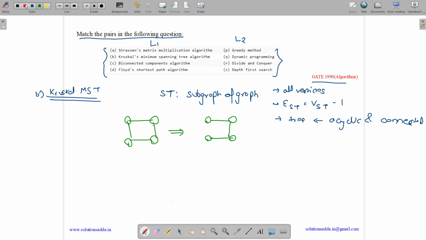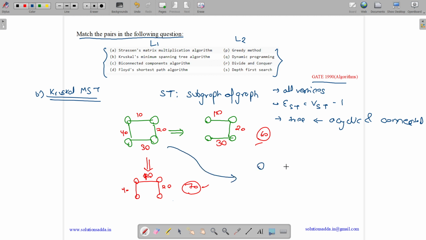Now what is the minimum cost spanning tree? If we have costs associated with these edges, then what is the minimum cost that we can get for a spanning tree? For this one, the cost would be 10, 20, 30. So total cost is 30 plus 20, 50, plus 10, 60. Total cost is 60. If we have another spanning tree like this, the cost will be 40 plus 10, 50 plus 20, 70. So if we have various spanning trees, what is the minimum cost? This can be done using the Kruskal algorithm.